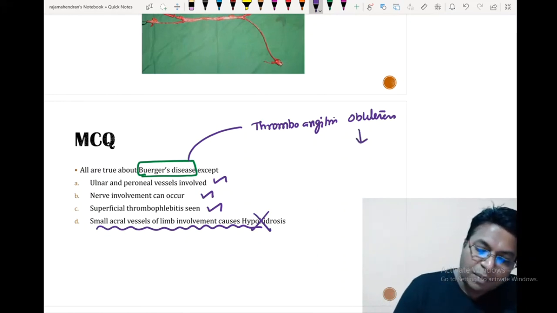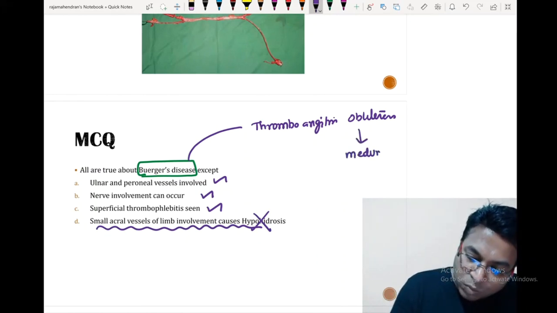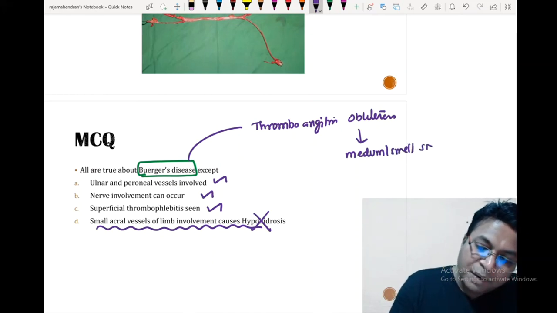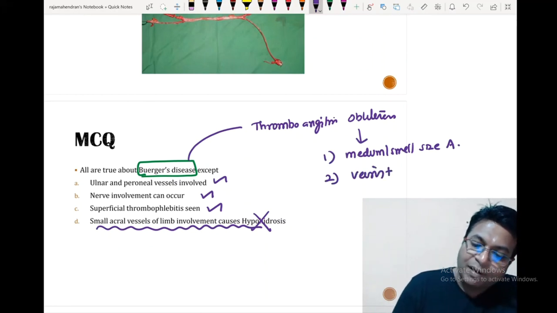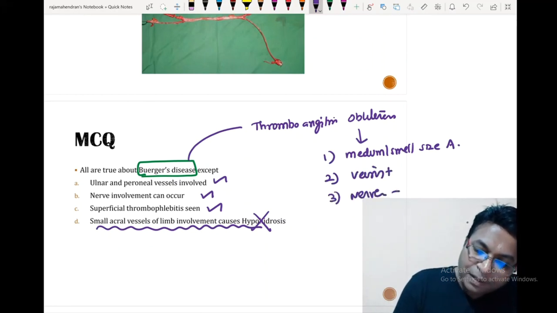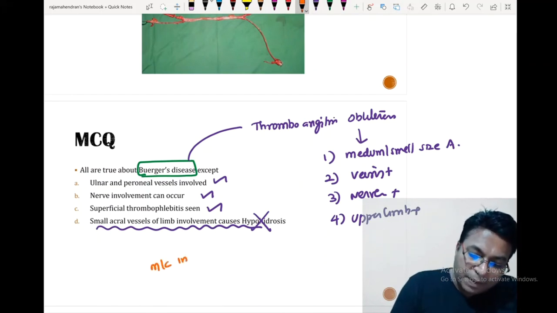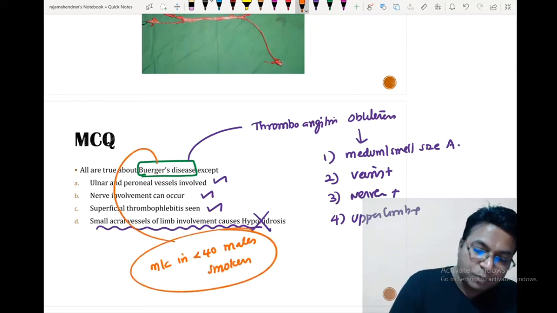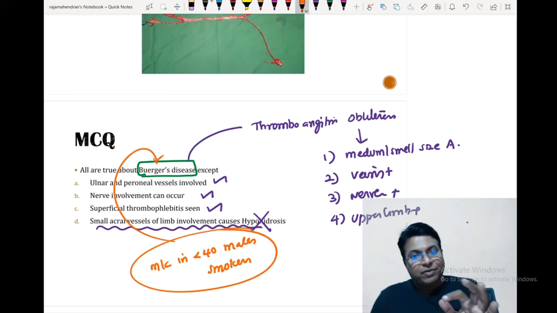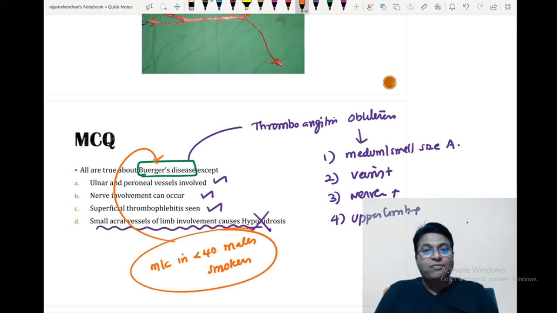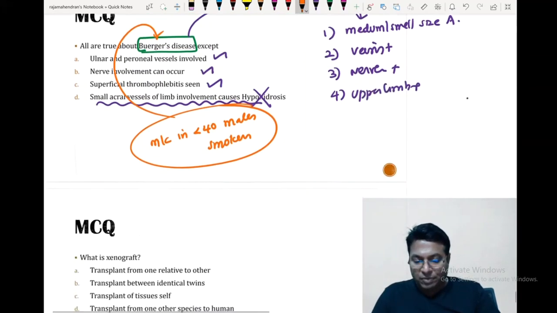Thromboangiitis obliterans will involve medium-sized and small-sized arteries. Veins are also involved, nerves are also involved, and the upper limb is also involved. But the very important MCQ point I want you to know here is that this is most common in males less than 40 years who smoke very severely, more than 20 cigarettes per day. Only they will get this Buerger's disease. This is very rare in Western countries, very common in South India, because of severe smoking. This is a question directly from FMG books.